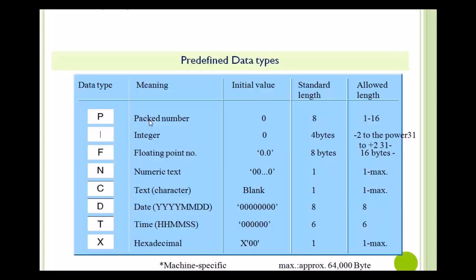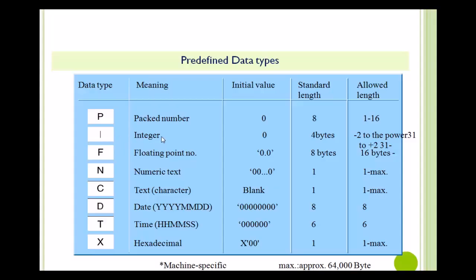So first we'll focus on elementary types. Before that you have to know that we just talked about packed, integer, float, numeric, character type, date, time, and hexadecimal. The one we are going to access very frequently is the character type C. By default the length is 1, and it is blank initially. A maximum of 65,535 characters you can declare.